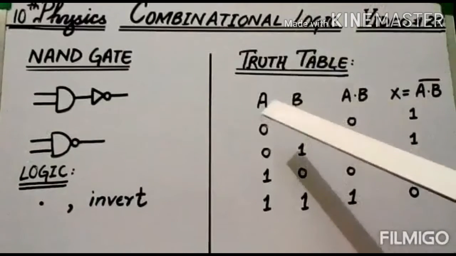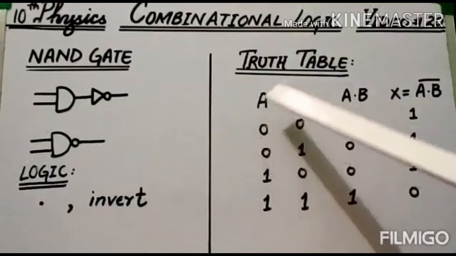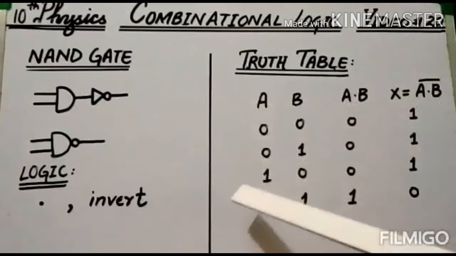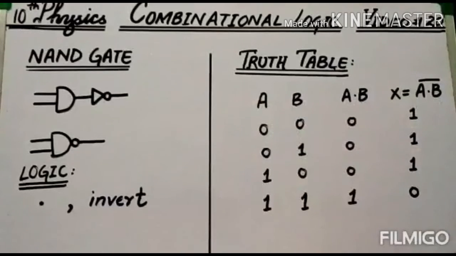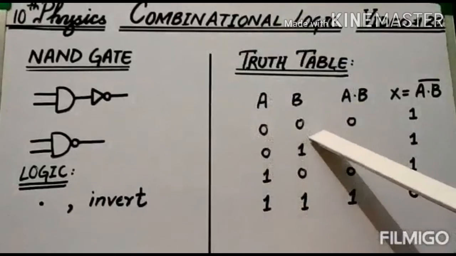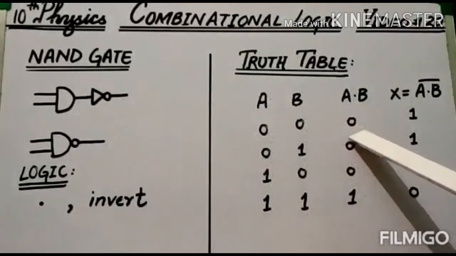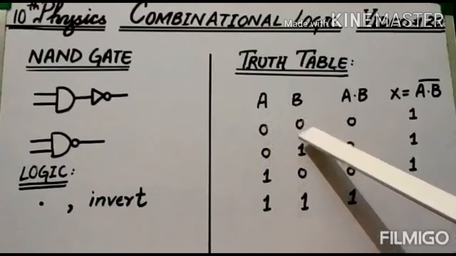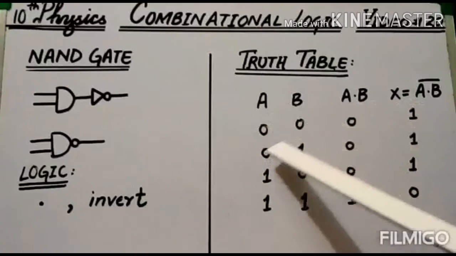So the possible inputs are A and B, and the output will be X is equal to A dot B bar. As I told you, first multiply and then invert. What are the possible inputs? The first one is A and B both are 0. When you multiply you get 0, and when you invert 0 you get 1. So when both inputs are 0, the output of a NAND gate will be 1.